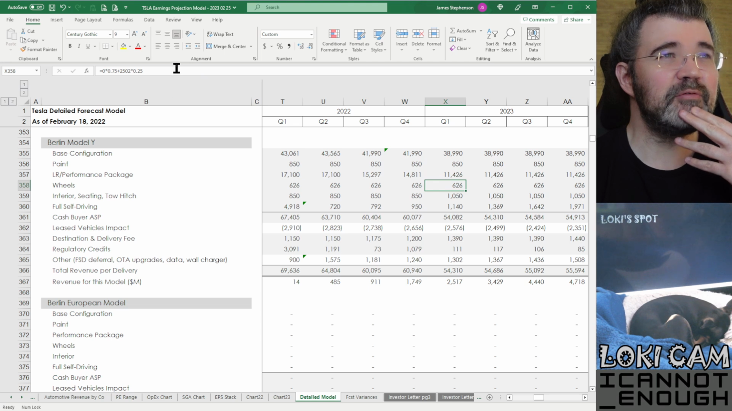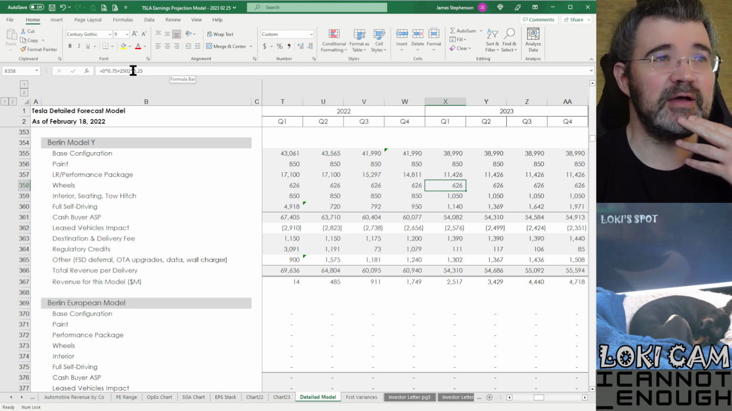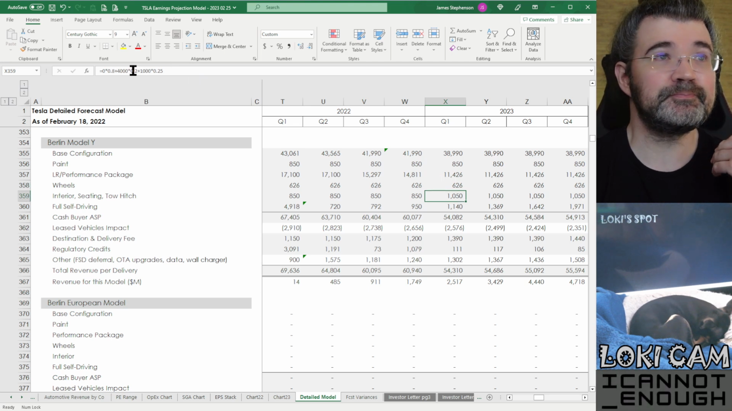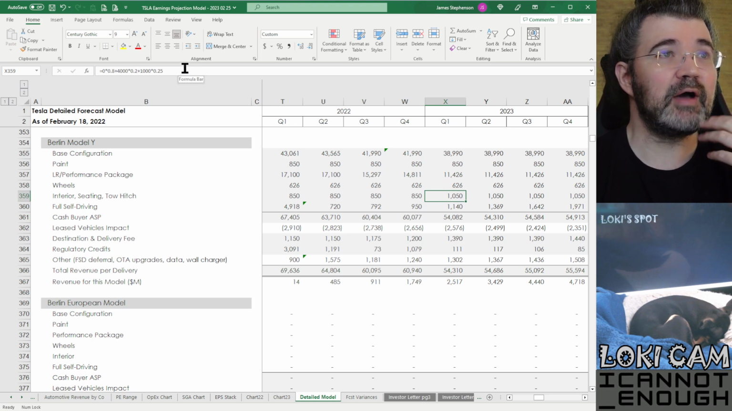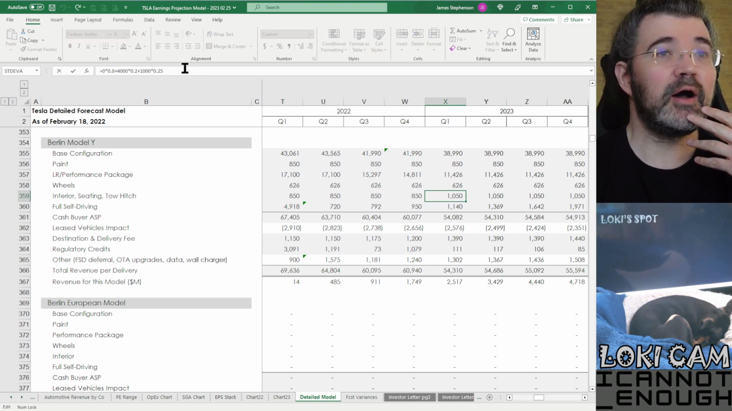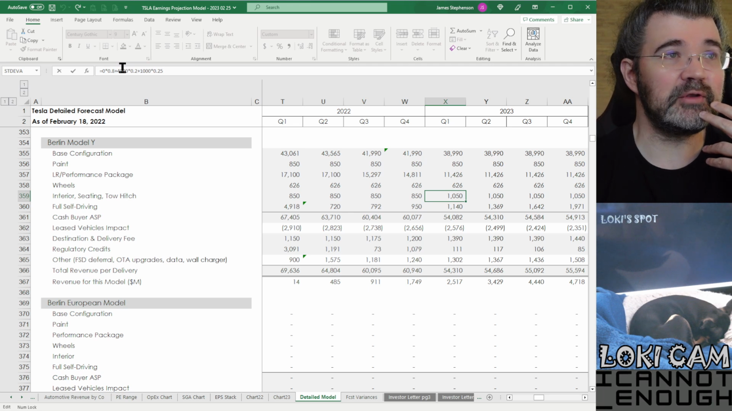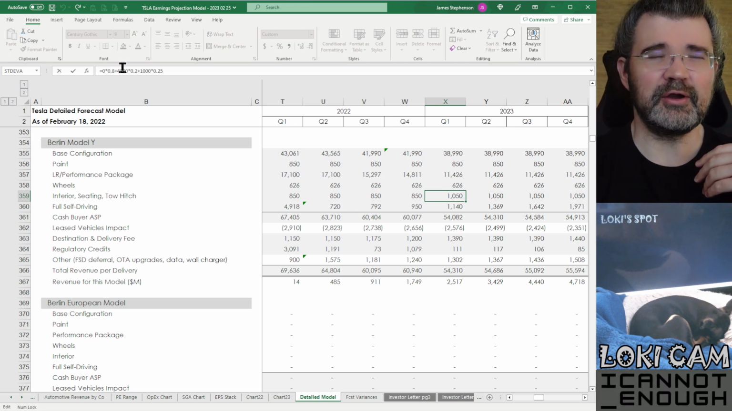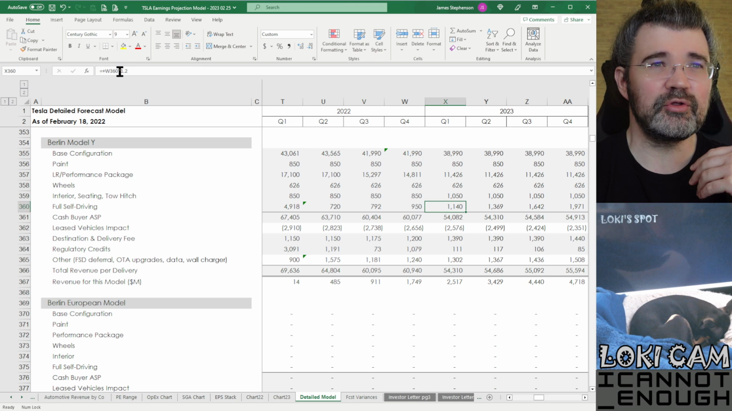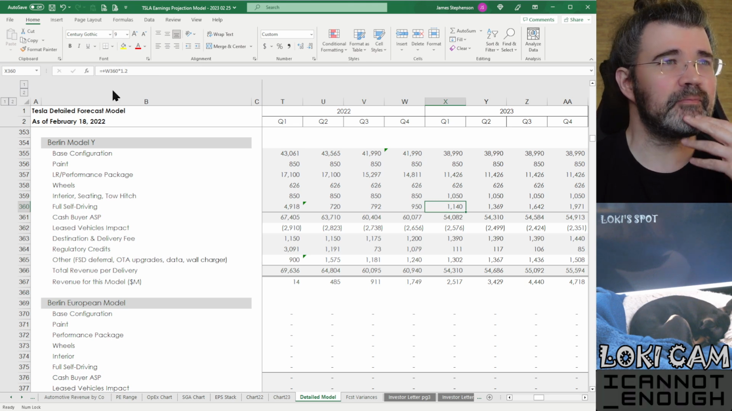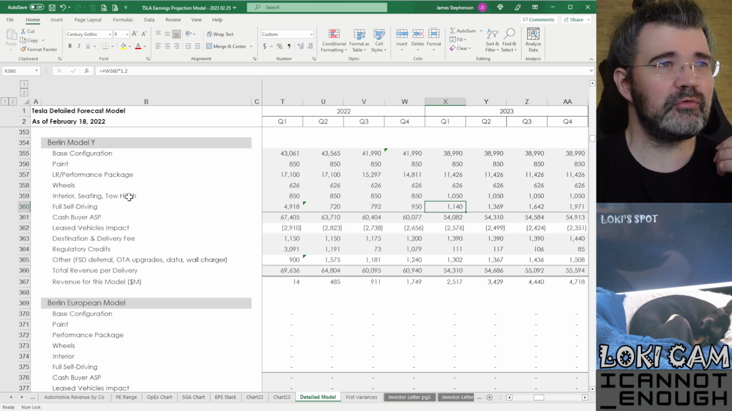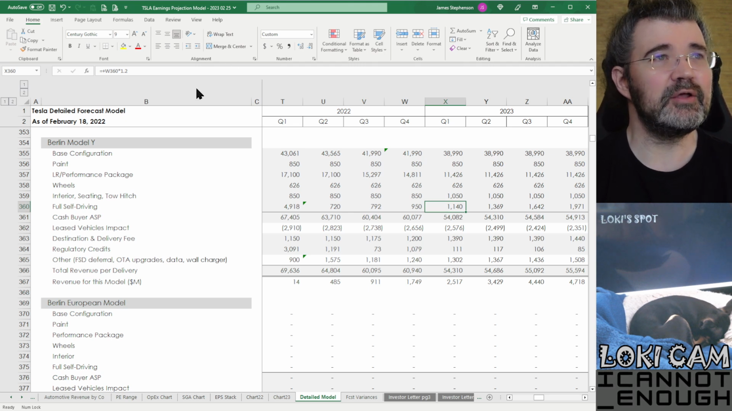Here I've got a 25% take rate on a $2,500 wheel option. Here I've got a 25% take rate on a $1,000 tow hitch option and a 20% take rate on a $4,000 interior / seating package option for Berlin Model Ys. Then we've got the full self-driving package.